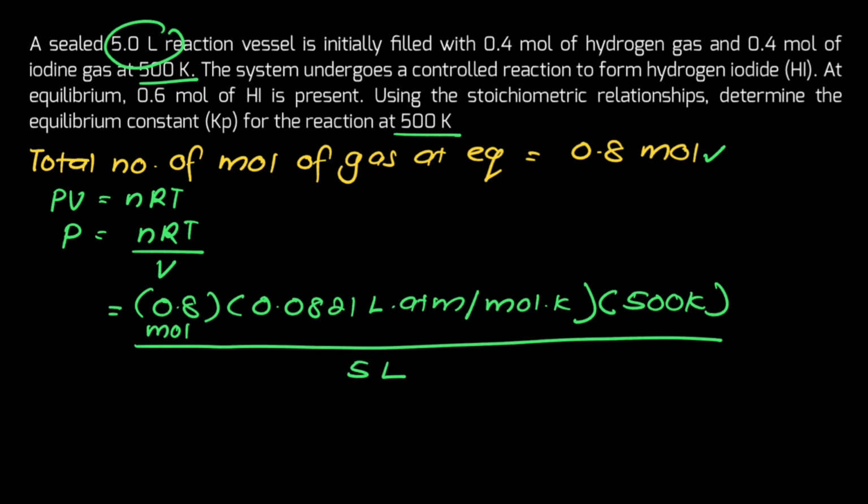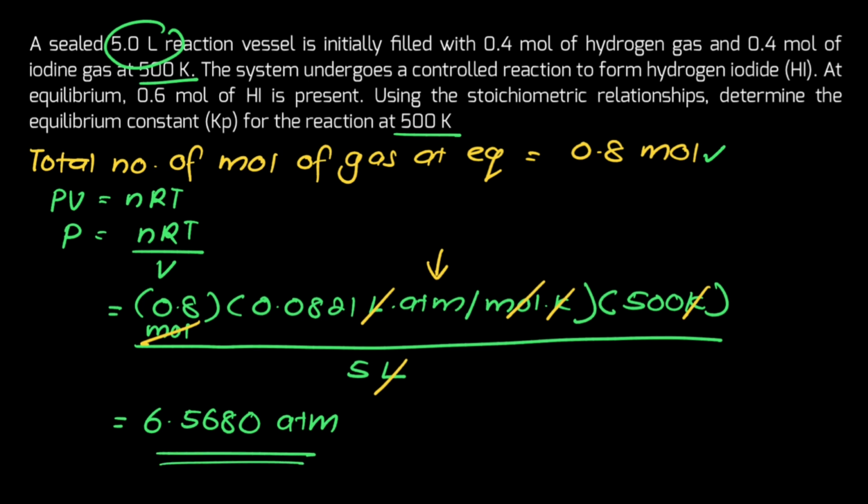The first thing we should do is cancel out the units: liter, Kelvin, and also the number of mole. So we will end up with atm as the unit. All you need to do is plug in the values in your calculator. You should get the total pressure equivalent to 6.5680 atm. So this is the total pressure.